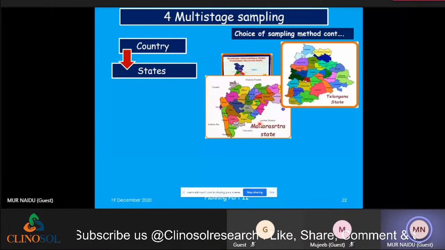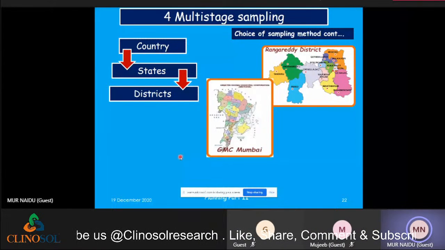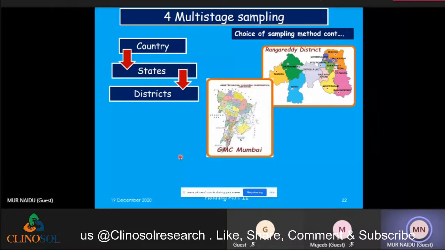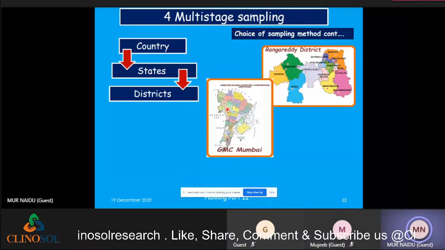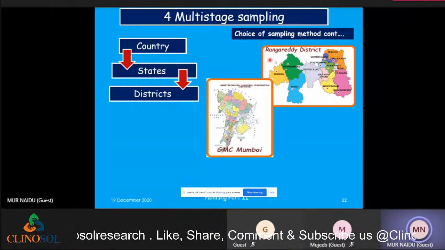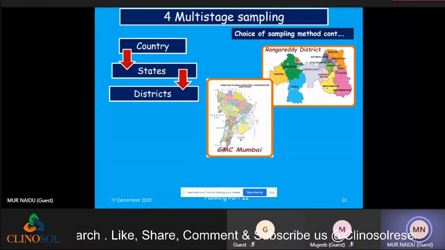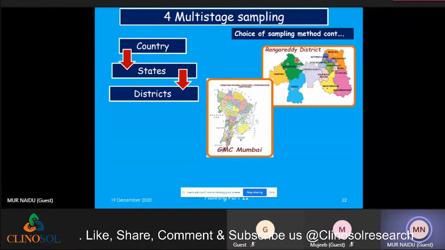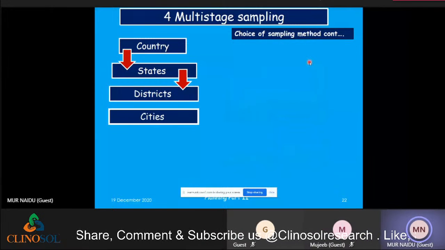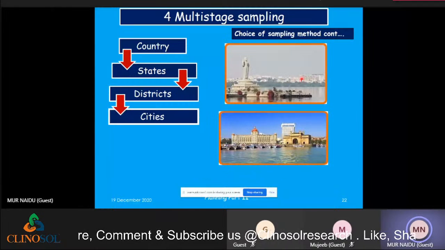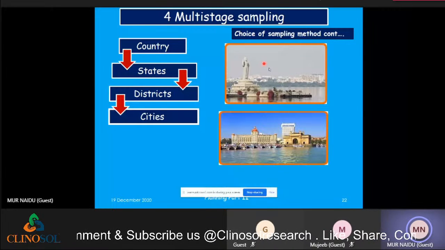In Maharashtra, I have selected Mumbai as the district where I will do the study on diabetes. In Telangana, I have taken Rangareddy district. After selecting the district, I cannot do the study in the entire district because it is very expensive. Then I will go to the city. In Telangana, I am doing the study in Hyderabad, and in Maharashtra, I am doing this study in Mumbai. So the country is India, and I have selected the state, district and city.